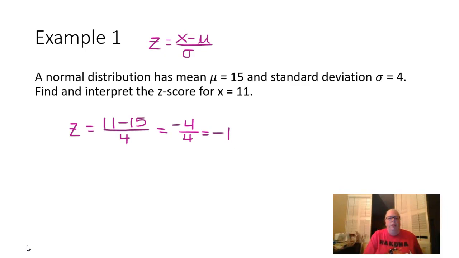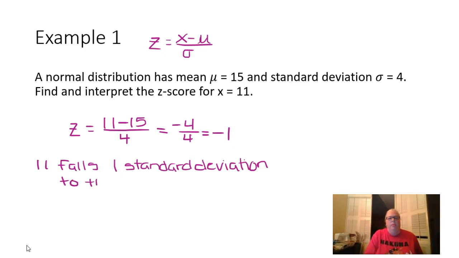And what this tells me is that 11 falls 1 standard deviation to the left, because it's negative, of the mean.